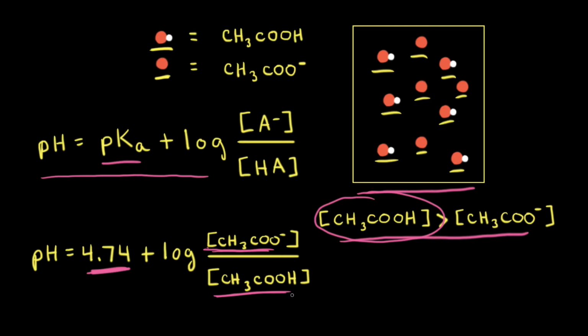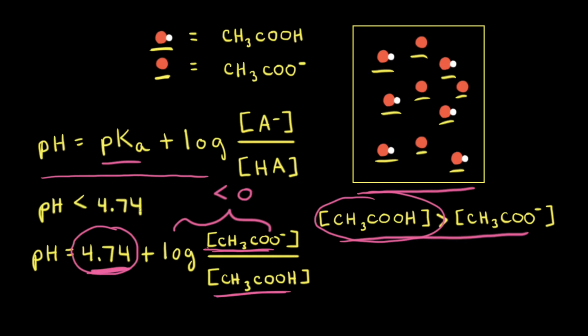And the log of a number less than 1 is negative. Therefore, all of this would be negative or less than 0. So we would be subtracting a number from 4.74. Therefore, we can say the pH of the solution would be less than 4.74.